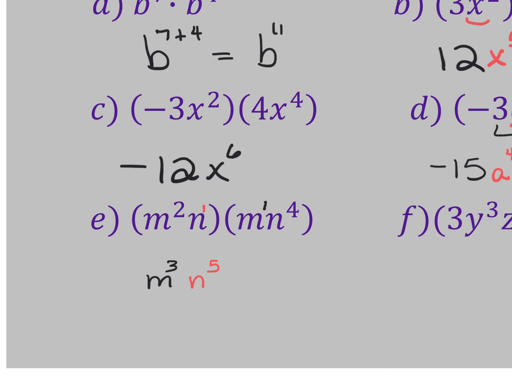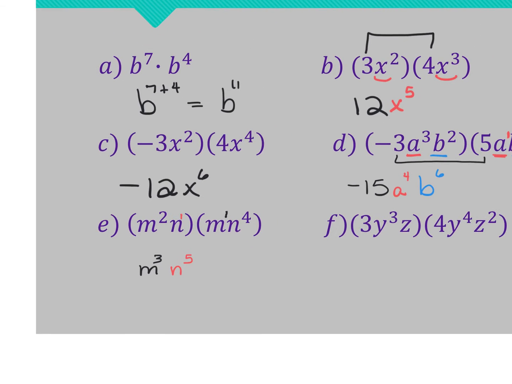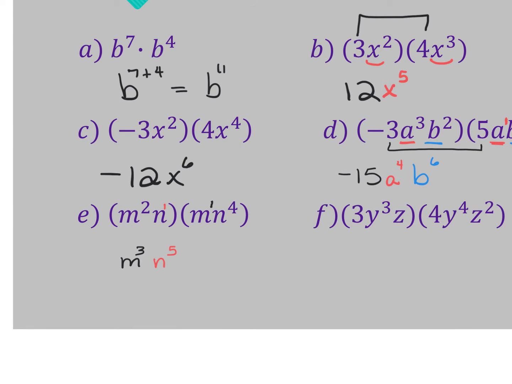For f, I'm back to having some coefficients. So again, remember you're going to multiply the coefficients. So 3 times 4 gives me 12. I now can add the y exponents. So 3 plus 4 is 7. And then I'll do the same thing for the z. Again, remember this z doesn't have a number. I assume it's got a 1. And it becomes z to the 3rd. Go ahead and try some more.